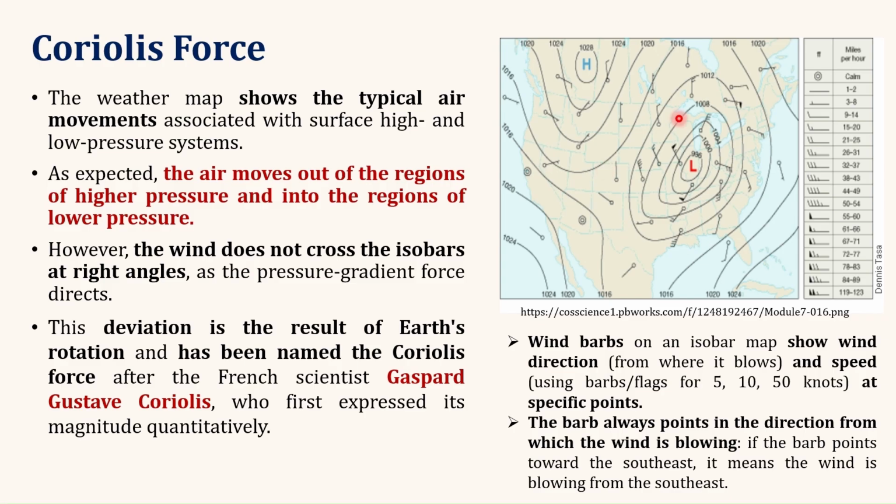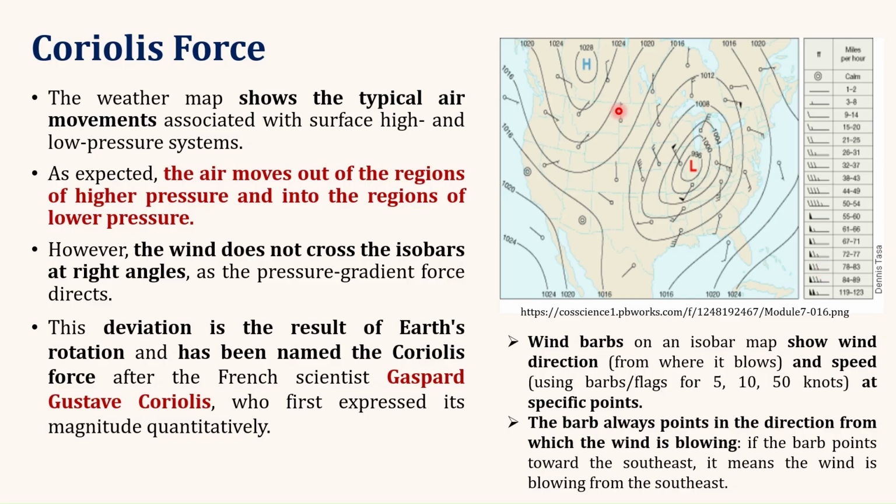These wind barbs on the isobar map show wind direction, meaning from where the wind is blowing, and the speed of wind at a specific point. So here we have the legend for the isobar map, where against each symbol we have the wind speed in miles per hour. From this legend we can extract the information about the wind speed.